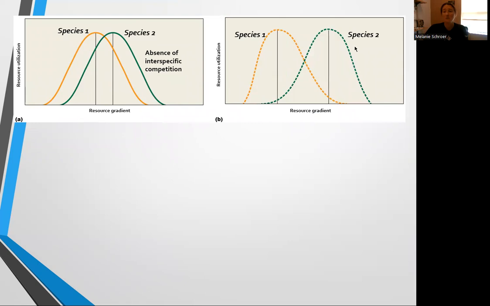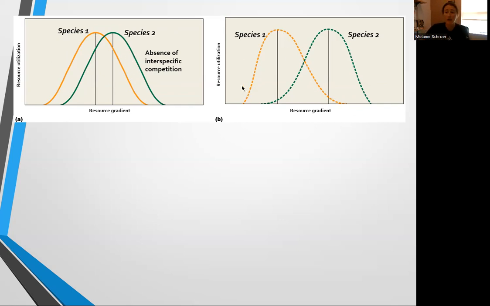If species 1 and species 2 are put in the same tank, or they're put in the same lake, for example, what we can see here is that species 1 will essentially use this side of the resource gradient. So maybe the lower pH range or something. This species uses the higher end of the range.